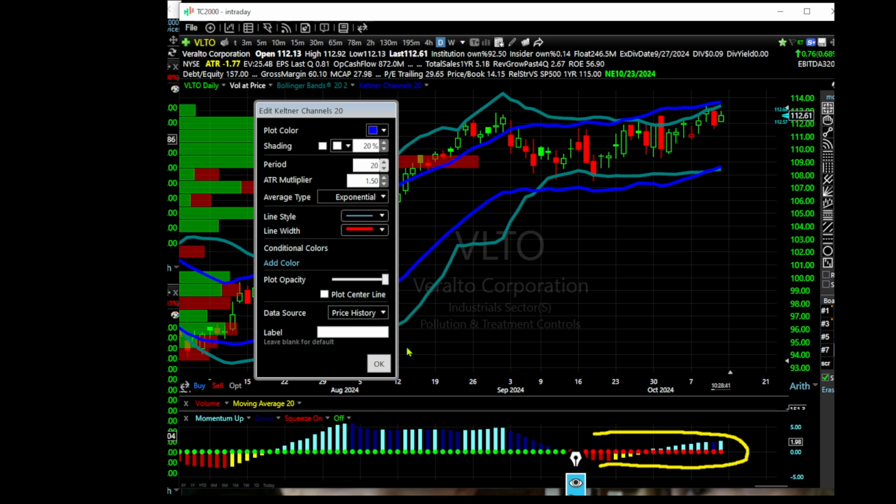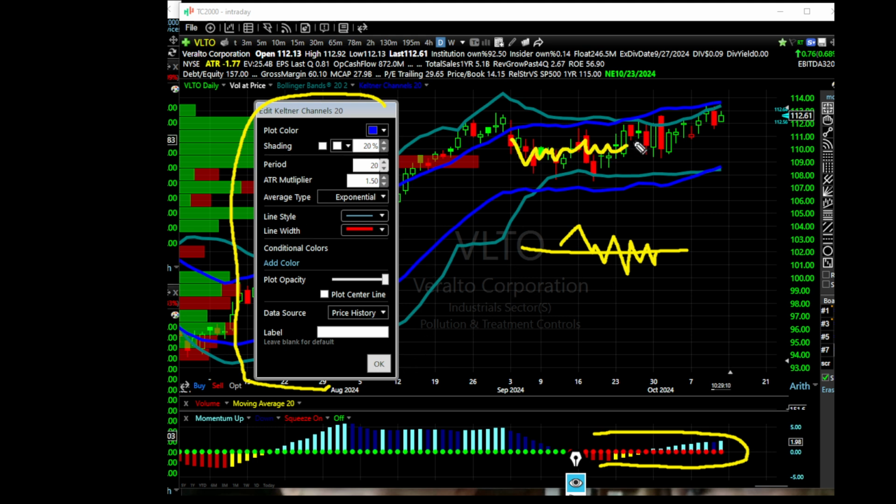What you're basically doing when you have a squeeze is you're saying, hey, your standard deviation from the 20, like this is the 20, is within your ATR multiplier of this 1.5. So to achieve that, what you need is a lot of consolidation, sideways action.